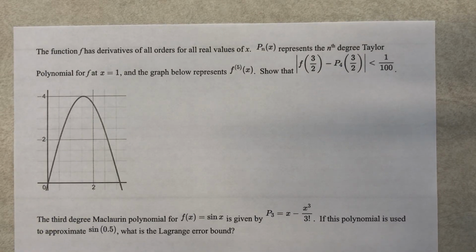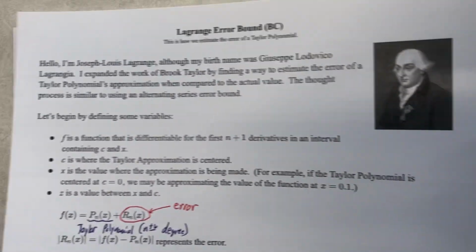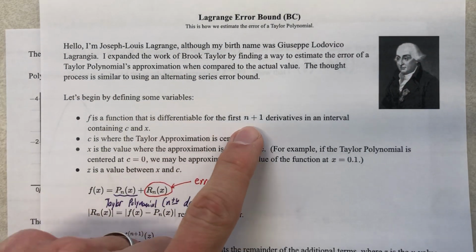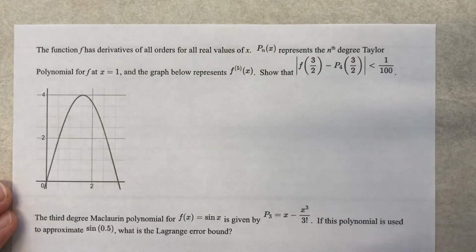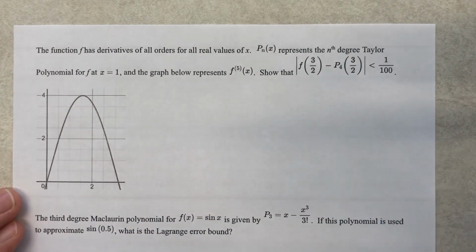The function f has derivatives of all orders for real values of x. Pause, think. Good to know, because we need this thing to be differentiable for the first n plus 1 derivatives. So this thing is differentiable. You can take the derivative of it forever.